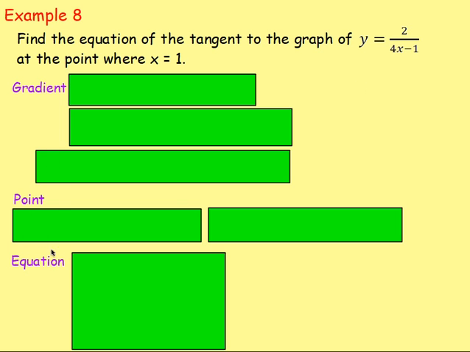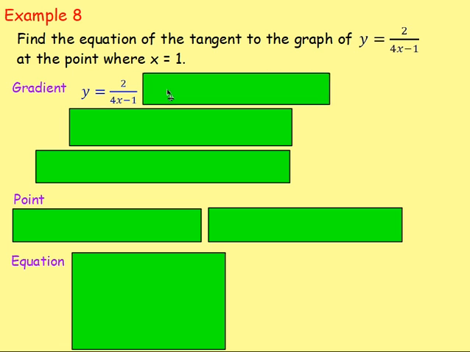Gradient point equation. So, to get the gradient of the graph at the point where x equals 1, how would you go about getting that? What would you have to do first of all? Excellent. You would differentiate. Now, to differentiate this, we have x in the bottom of a fraction, so we'd have to rewrite that. To rewrite it, how would we go about doing it? Help us out, man. Excellent.